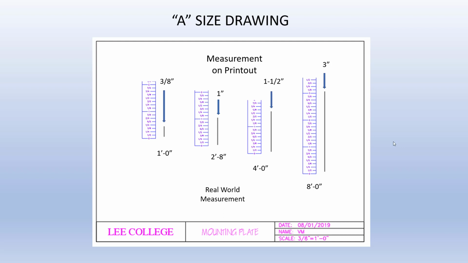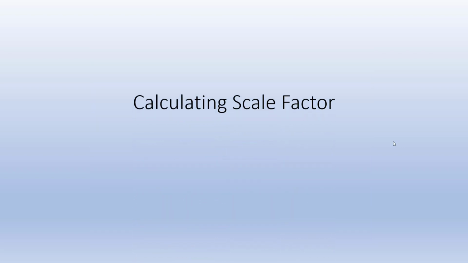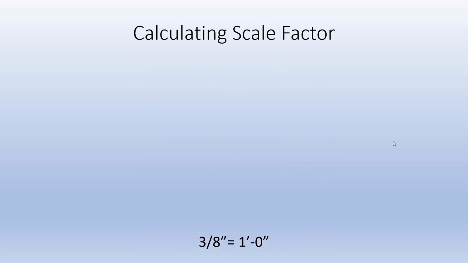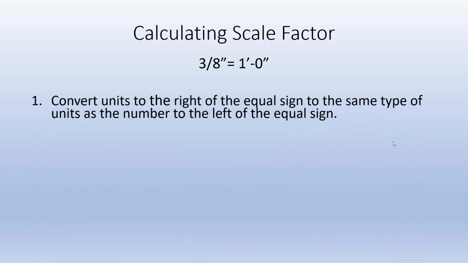Now let's use our example plot scale of 3/8 inch equal 1 foot to calculate a scale factor for a drawing. In step 1, we must first convert our units on the right side of the equal sign to the same type of units as on the left side. In this case, we would convert 1 foot 0 inches to just inches, which would give us 12 inches.